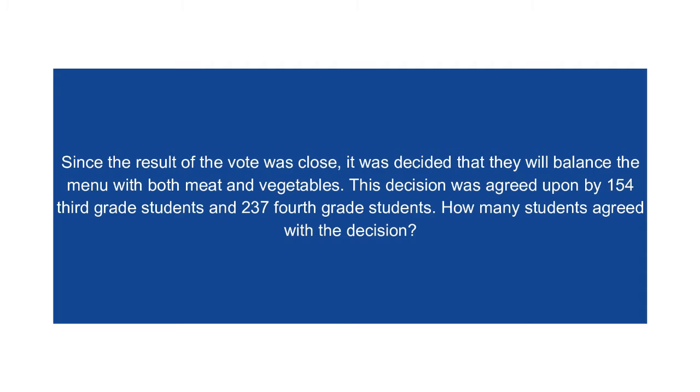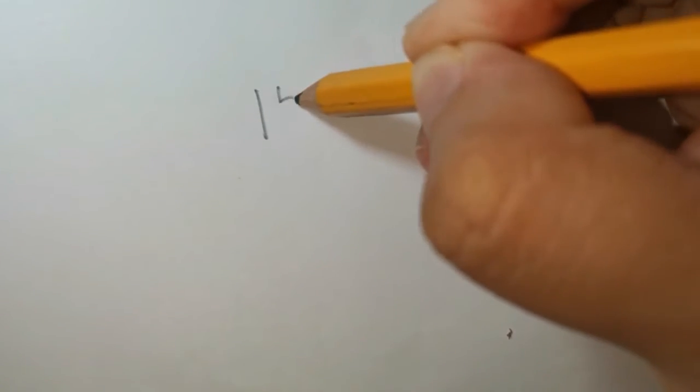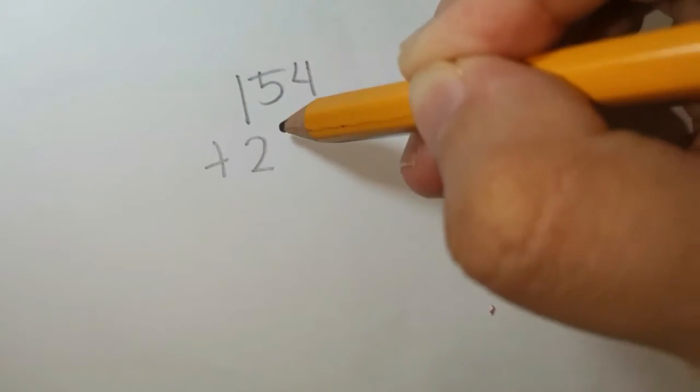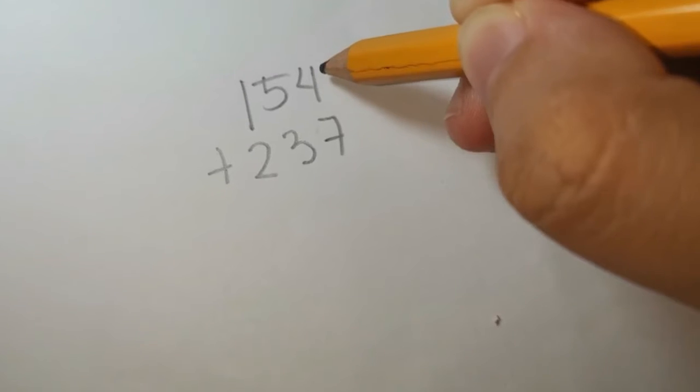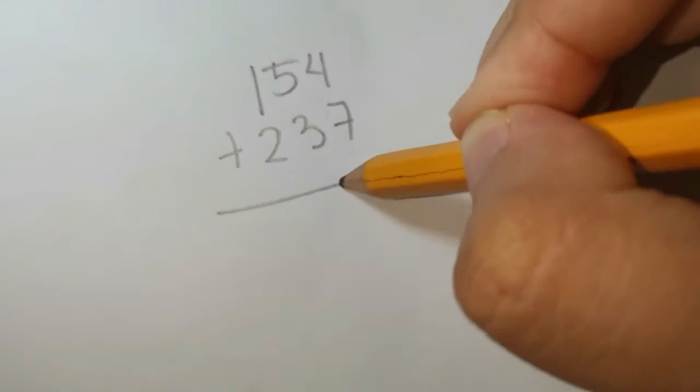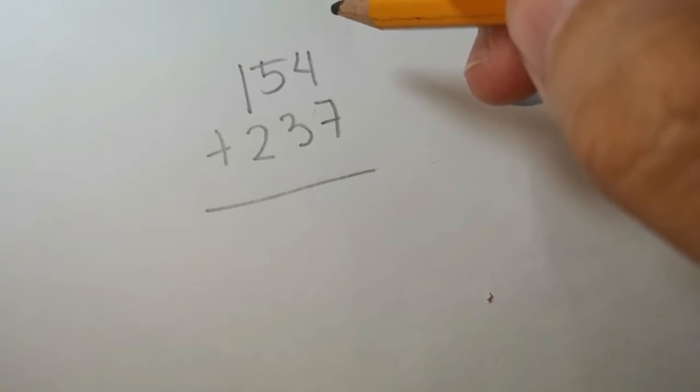Since the result of the vote was close, it was decided that they will balance the menu with both meat and vegetables. This decision was agreed upon by 154 third grade students and 237 fourth grade students. How many students agreed with the decision? So the digits are 154 plus 237. The 154 is the third grade while the 237 is the fourth grade. So the question is how many students agreed with the decision?